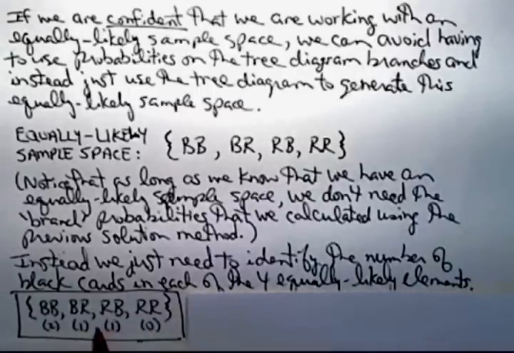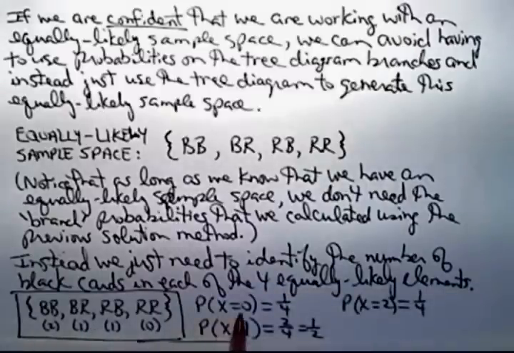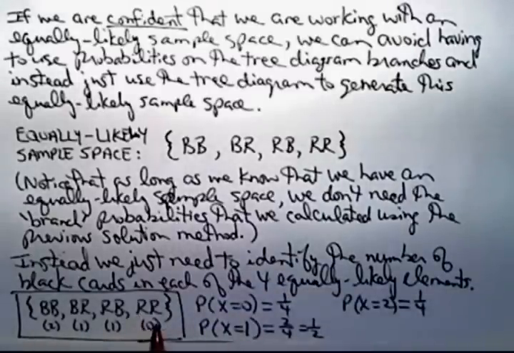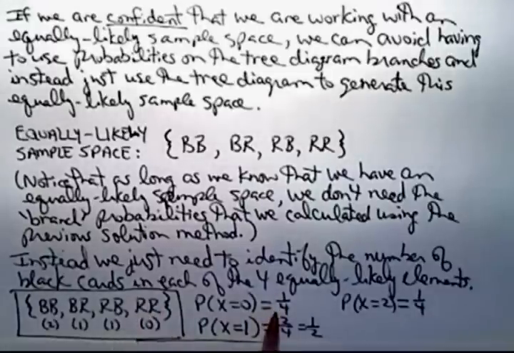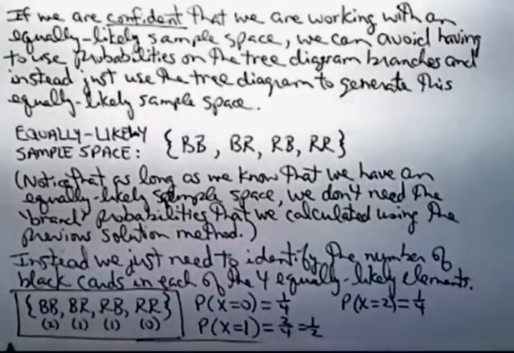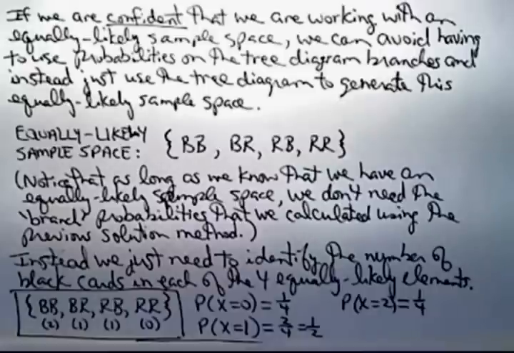And then you can see the probabilities are going to be easy to calculate. The probability that you don't have any black cards, that's just 0 black cards, there's only 1 of them, so it's going to be 1 out of 4. The probability you have exactly 1 black card, we'll count the ones. You've got 1, 2, so 2 out of 4 is 1/2, and then count the 2s. There's only 1, so 1 out of 4, and you get exactly the same answer we got earlier. So the idea here is, if you can absolutely be certain that you're working with an equally likely sample space, you don't really have to do the branch probabilities. But if there's any doubt at all that you're working with an equally likely sample space, you need to back off of this alternate solution and go back to the first way we did it.